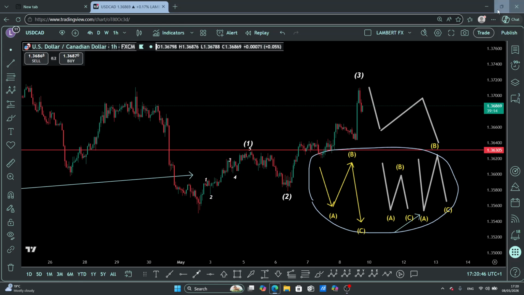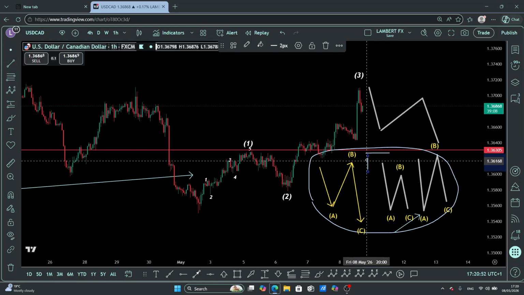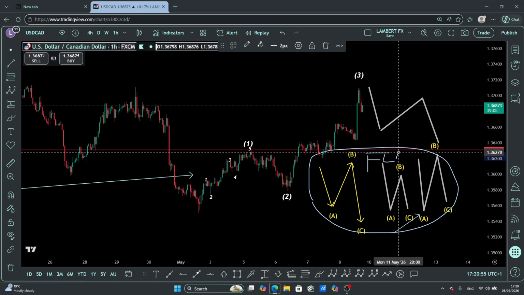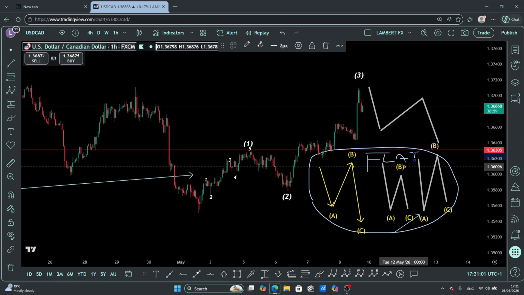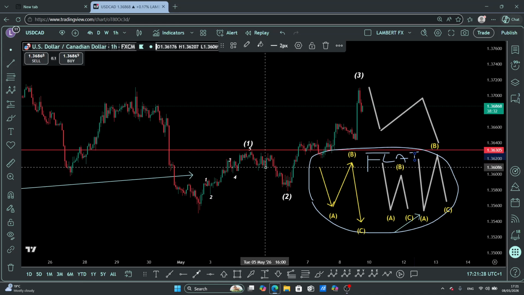So this first correction that we spoke about, this one right here, is called a flat. And these are the 3 types of flats. If you want to learn more, you go on YouTube, Google them, read about them: expanded flats, regular flats, and running flats. The explanation will be the same thing I just told you now, but on the internet you see examples. I'm going to show you examples as well as we progress in this channel. So these are the 3 types of flats. You can find them in your leg 2.